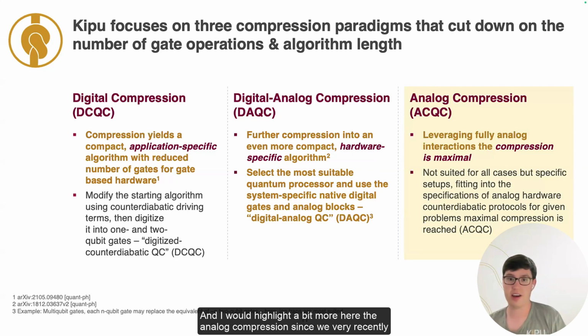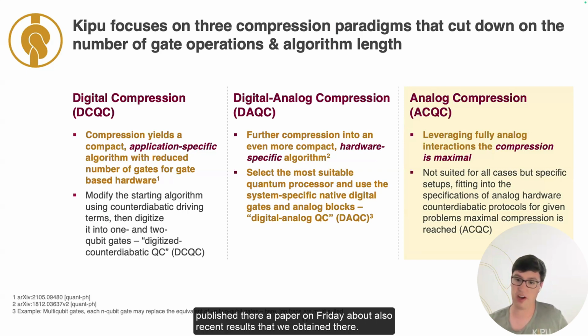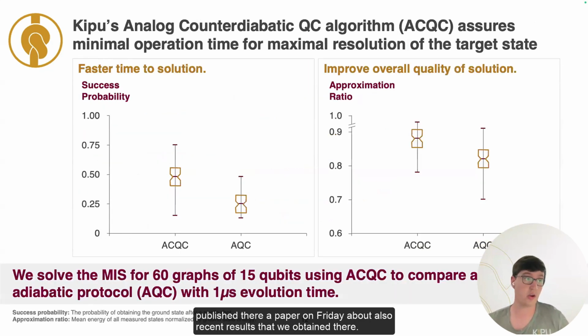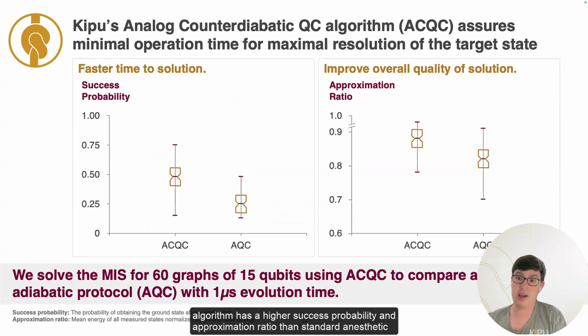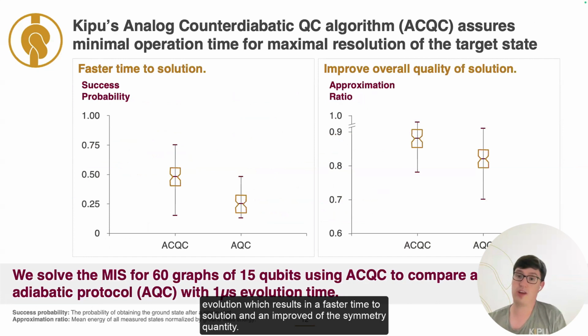And I would highlight a bit more here the analog compression, since we very recently published a paper on Friday about recent results that we obtained there. So what we did there is we developed an algorithm using our counterdiabatic methods. And this algorithm has a higher success probability and approximation ratio than standard adiabatic evolution, which results in a faster time to solution and an improved solution quality.